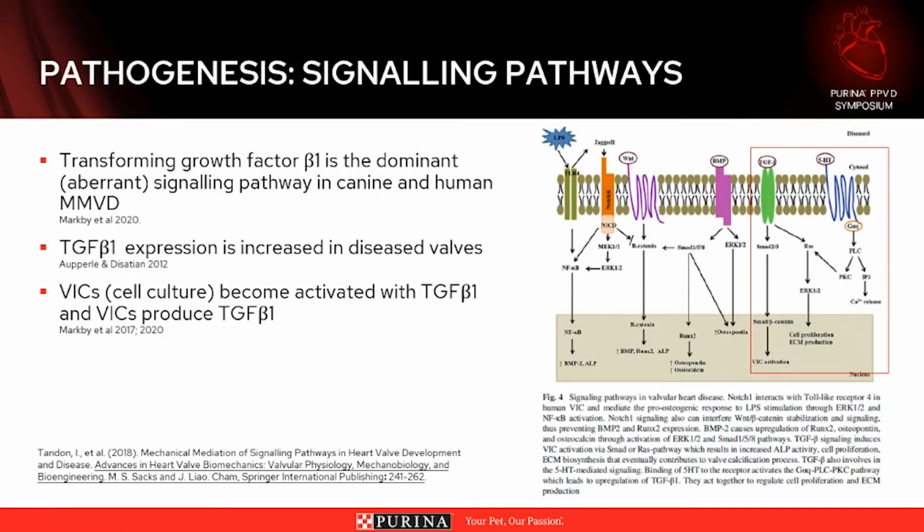We can see this interplay between our serotonin with our 5-HT receptor as well, and this will go through G protein, phospholipase C, protein kinase C, and also contribute via the ERK pathway to our extracellular matrix production. 5-HT doesn't activate valve interstitial cells on its own, but TGF-beta1 will actually activate the serotonin pathway, so there is interplay between both of those things.